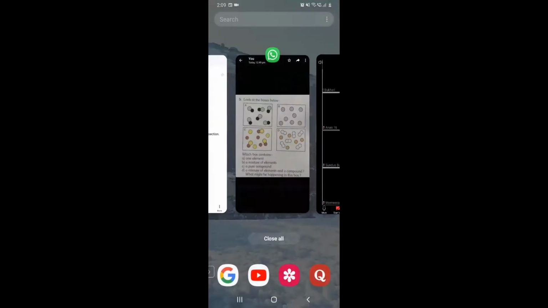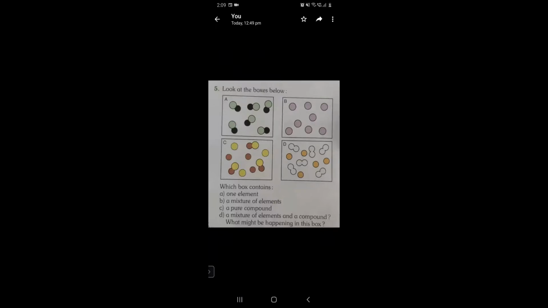Now tell me about box D. How many different types of particles do you see in here? 2. Can you tell me orally which ones are the 2? The orange ones, or the light brown ones, are elements. Very good. And the 2 white ones that are chemically bonded are compounds. They are compounds? No, think again. Elements. Because compounds are made of different elements chemically bonded. They are molecules, but because the molecule is made up of the same type of atom, they are molecular elements. You can call them molecular elements.